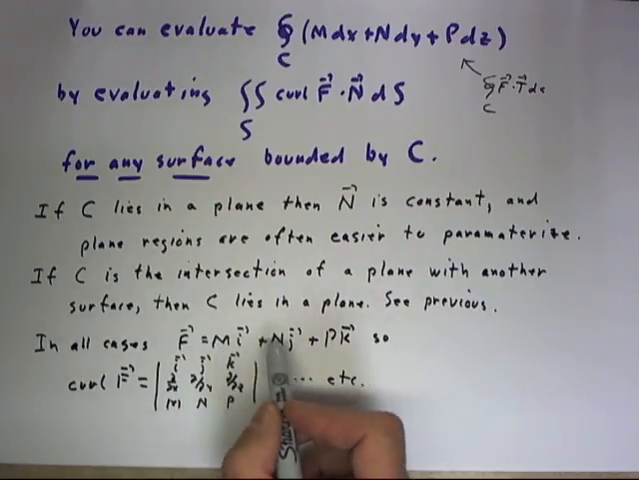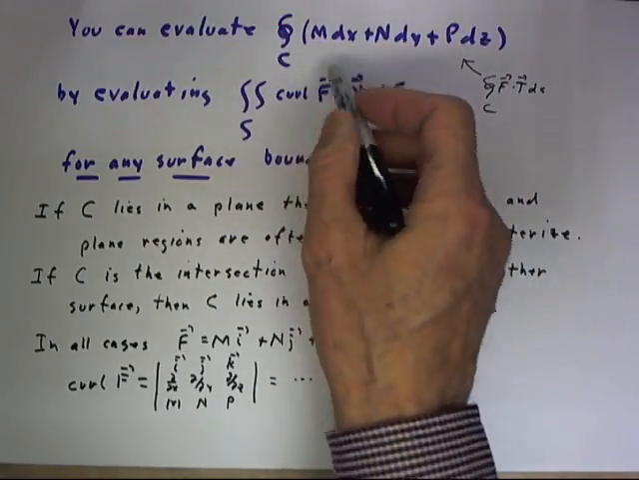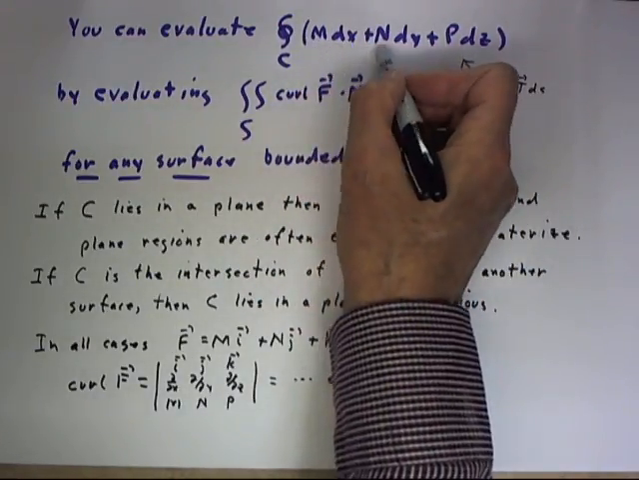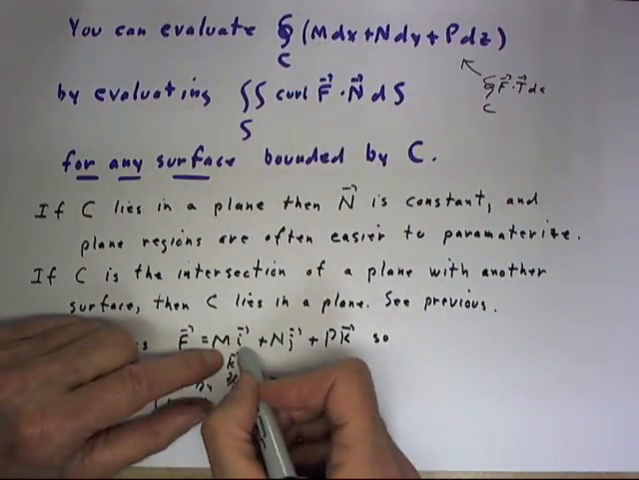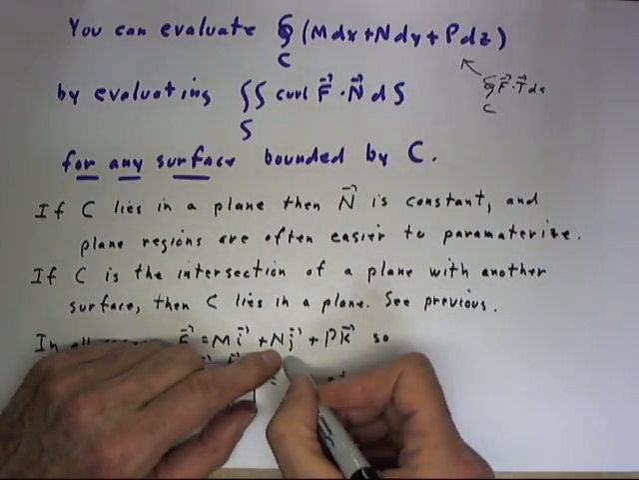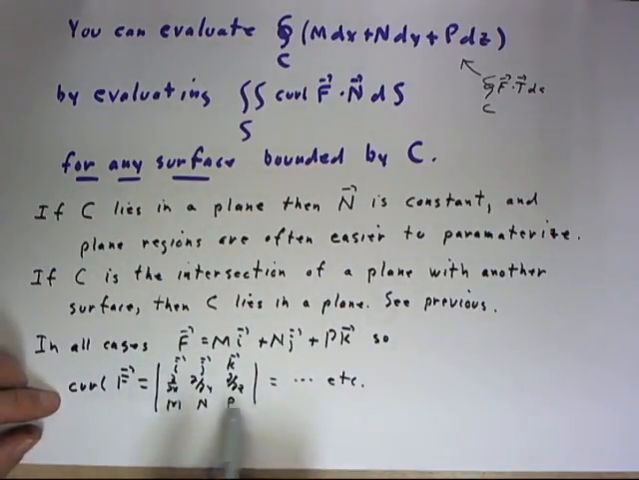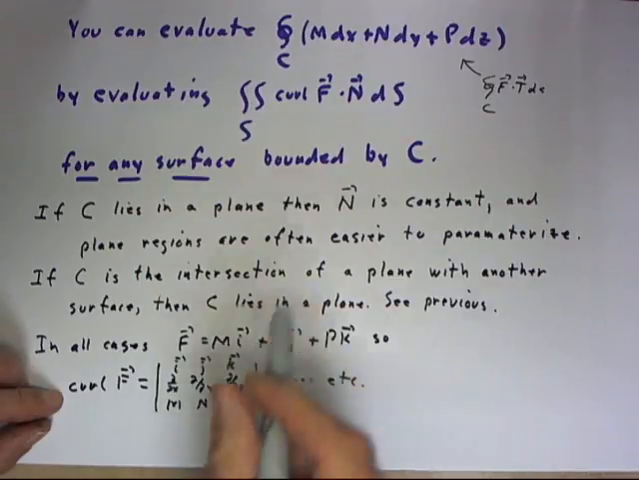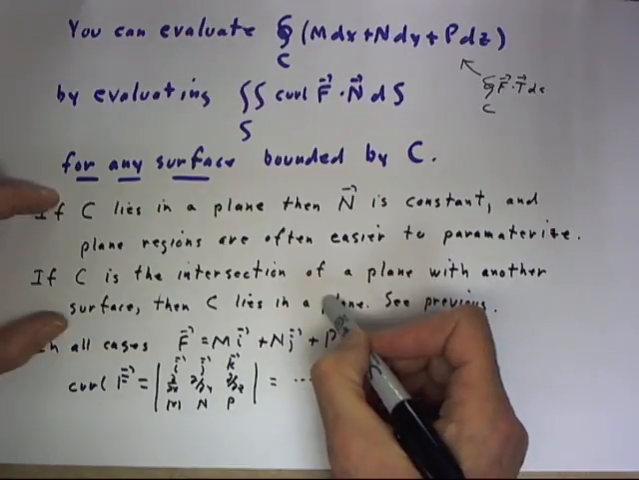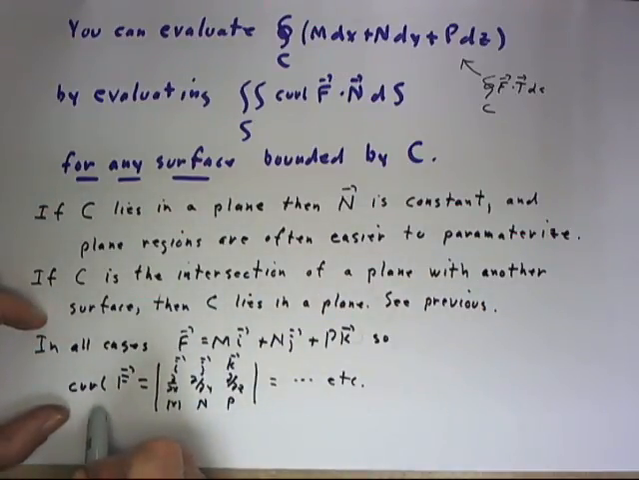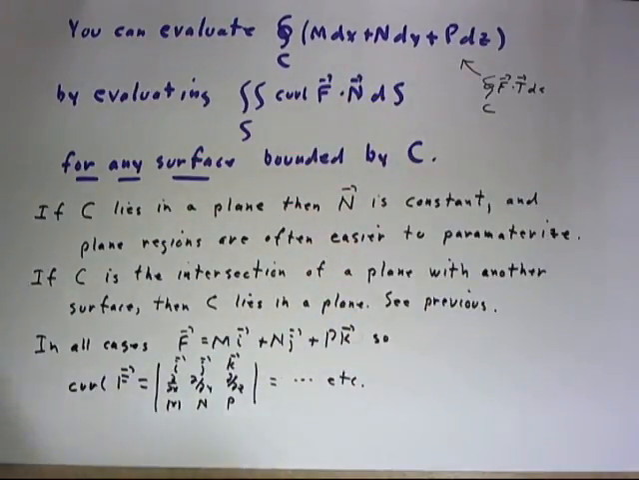Okay, in all cases, your vector function F is M i plus N j plus P k. So if you have this form of the integral and you don't know what the function F is, you can easily read it from the integral. It's just whatever the coefficient of dx is times i, plus the coefficient of dy times j, plus the coefficient of dz times k. So it's going to be easy to evaluate the curl of F. If we're given this form, we look for this. We hope for a plane region. But whether we have a plane region or not, the curl of F is going to be easy to calculate, provided we can take the derivatives of the M, N, and P functions.